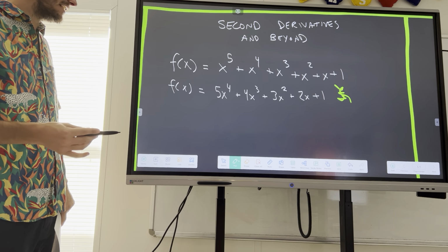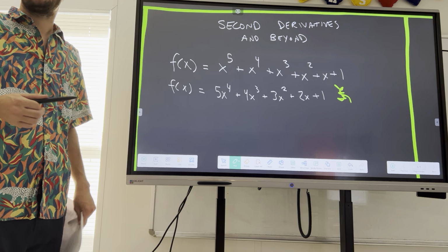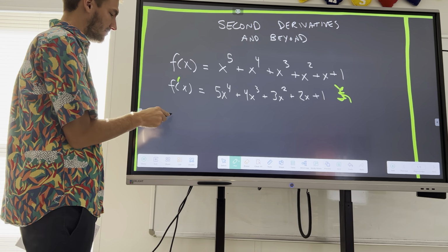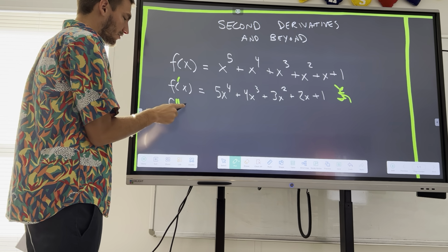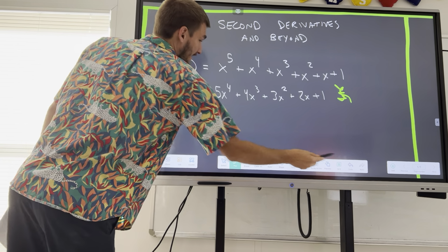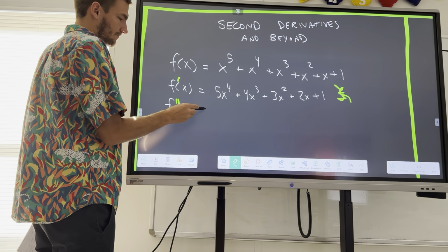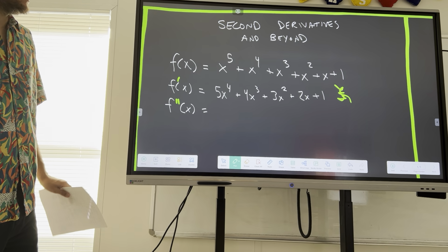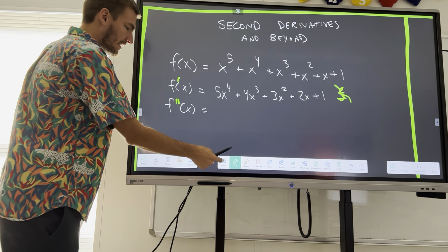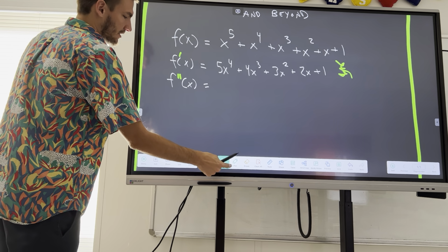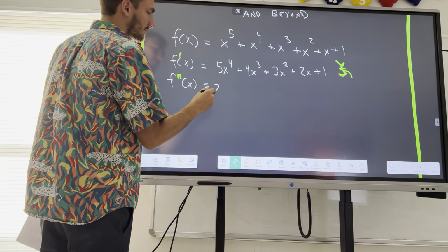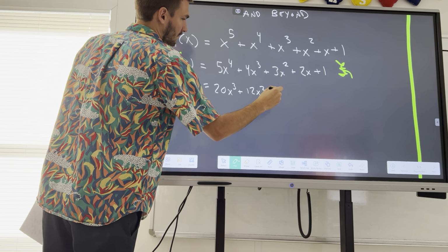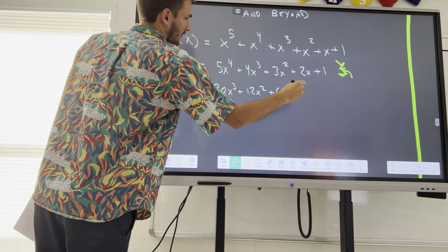Sweet. The second derivative and beyond is just go again. Take another derivative. I guess I should have written that little hash mark there, sorry. We will denote that with a second hash mark, which is okay, sweet, of course that's what we would do. And then we just take the derivative again. Alec, you're in charge of this one. 20x to the 3rd plus 12x squared plus 6x plus 2.